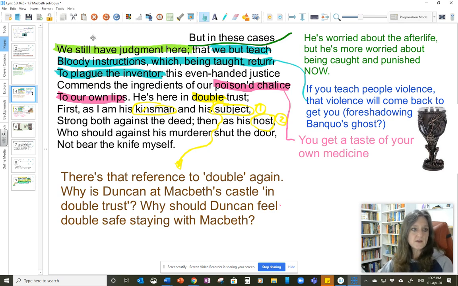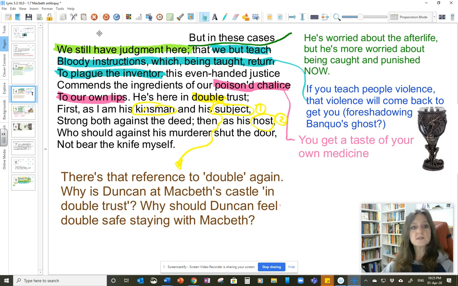So here you can see, in the green, we still have judgment here. He's worried about the afterlife, as we've seen in the previous little bit, but actually right now he's worried about being caught trying to kill King Duncan and being punished in the here and now. So that's his immediate worry. Okay, we'll worry about the afterlife when we get there. But actually, we still have judgment here. At the moment, I'm more worried about getting caught now.